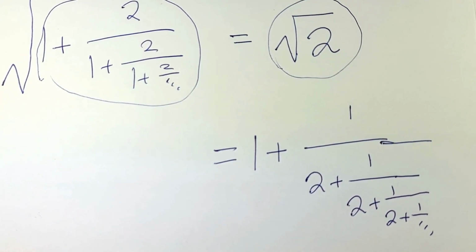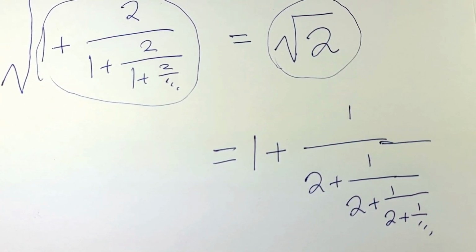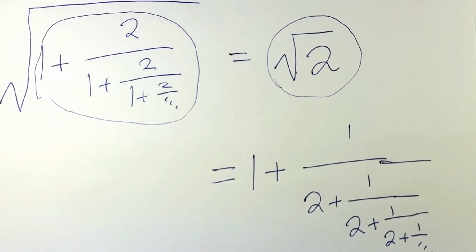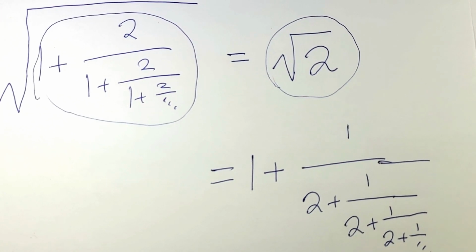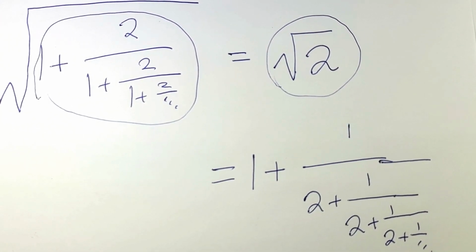So to recap, we used difference of squares and some college algebra to show that the square root of this continued fraction equals this continued fraction there. There you have it. That is your answer.